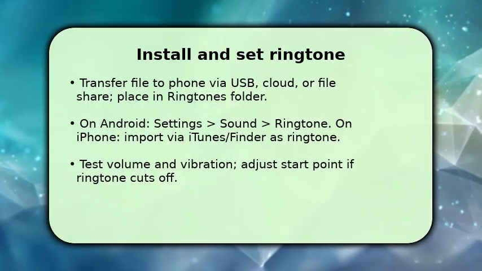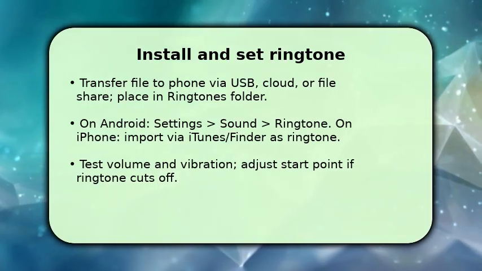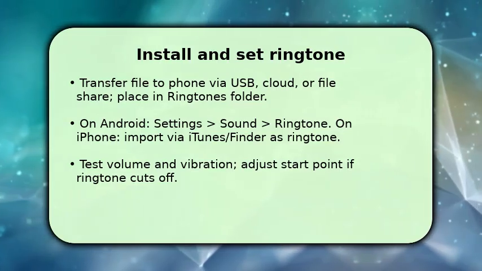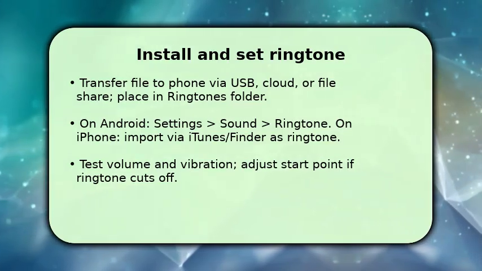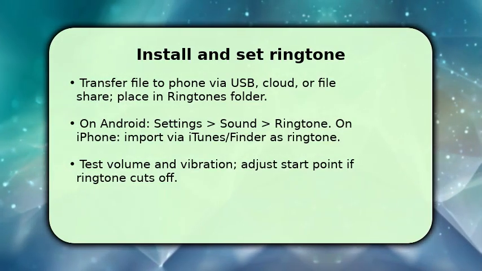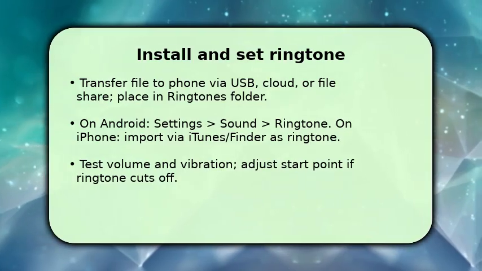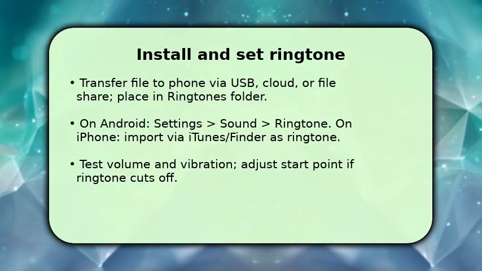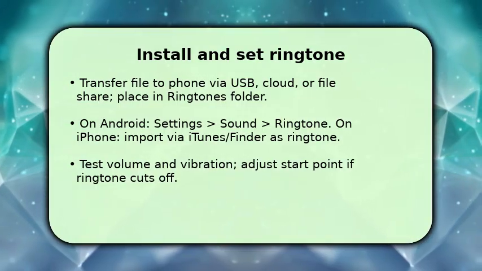On Android, go to Settings, Sound, Ringtone, and pick your new file. On iPhone, import the trimmed file through iTunes or Finder as a ringtone and sync. Test a call to confirm loudness and loop. If it doesn't appear or cuts off, recheck file name, folder location, or re-export with slightly different length as a troubleshooting step.